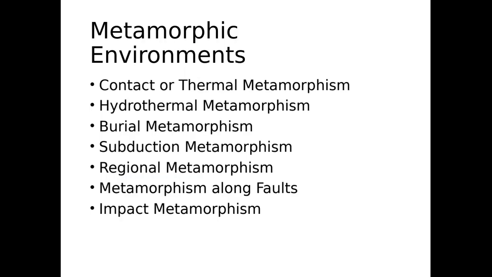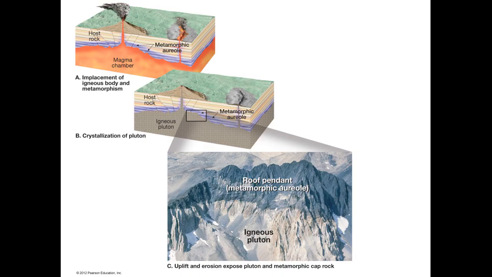So there are different metamorphic environments. The important ones that I want you to remember: contact, hydrothermal, and regional metamorphism. Subduction metamorphism and regional metamorphism are relatively similar. So contact metamorphism is right on the edge of that plume. You get this deformation right here.